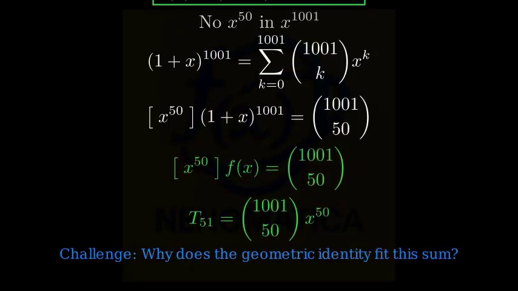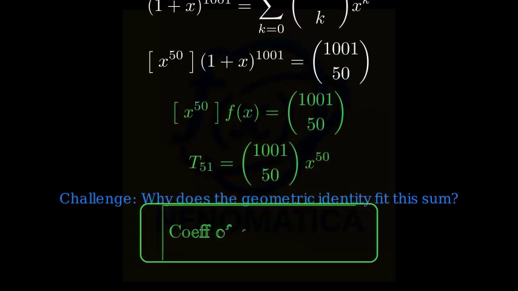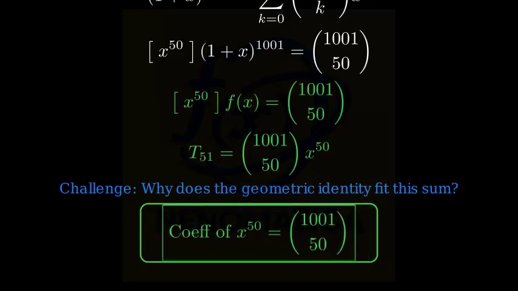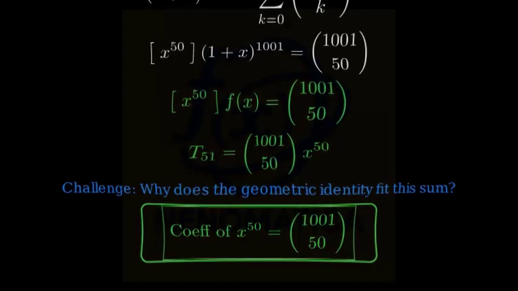Quick challenge. Can you explain in your own words why the geometric factorization works here? Hint: you are pairing powers of 1 plus x and x so that the identity a to the n minus b to the n collapses to our sum. Final answer. The coefficient of x to the 50 is the binomial coefficient 1001 choose 50.